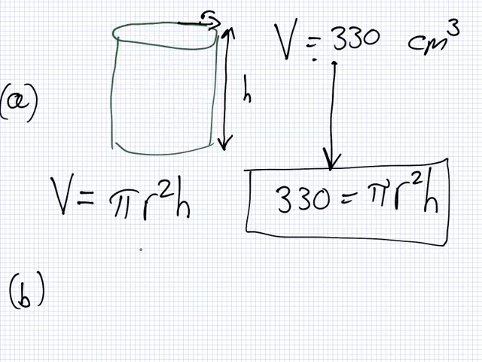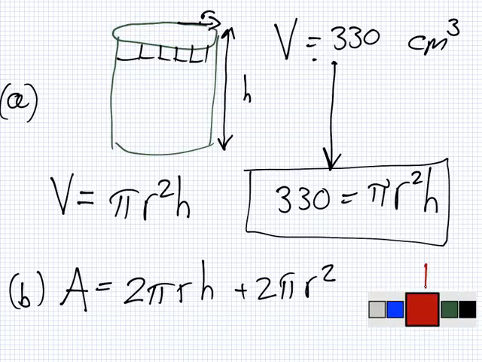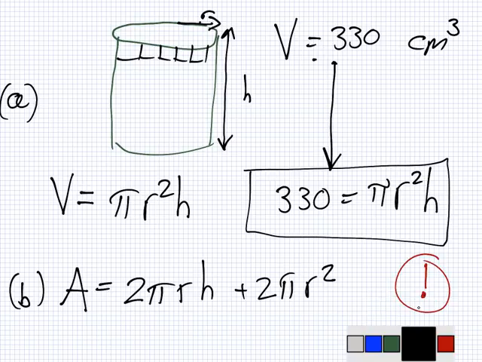The area. So if I want to know how much the can will cost, I need to know what the area is because I'm paying per square centimetre. So, does anyone know the formula for the area here? Yeah, so it's 2 pi r h plus 2 pi r squared. Now, I'll give you a warning here. None of these formulas are in the formula book. You're expected to know these from middle school.